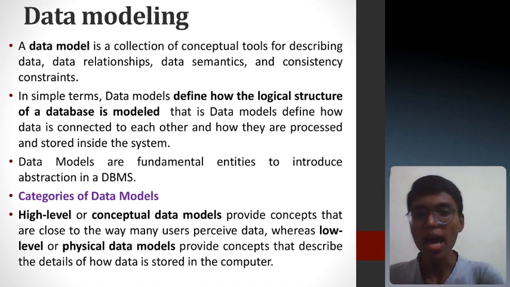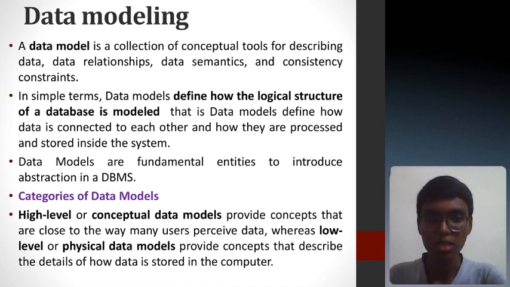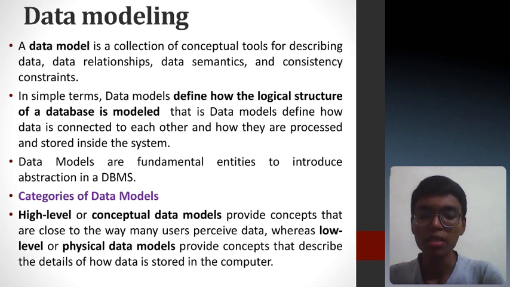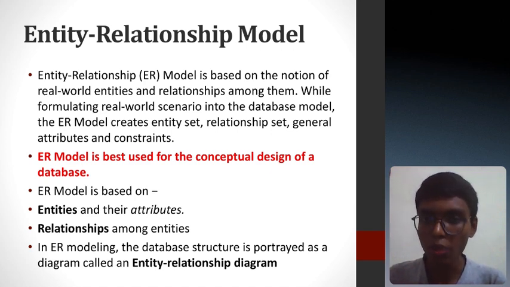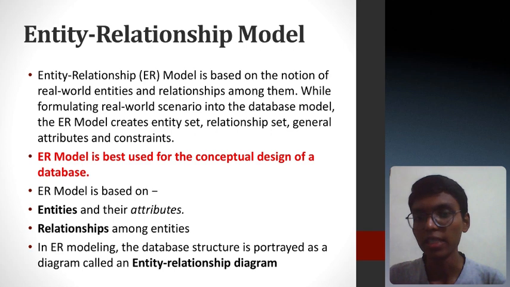Categories of data models. High level or conceptual data models provide concepts that are close to the way many users perceive data, whereas low level or physical data models provide concepts that describe the details of how data is stored in the computer. The entity relationship model, also called the ER model, is based on the notion of real world entities and relationships among them. While formulating real world scenarios into the database model, the ER model creates entity sets, relationship sets, general attributes and constraints. The ER model is best used for the conceptual design of a database.